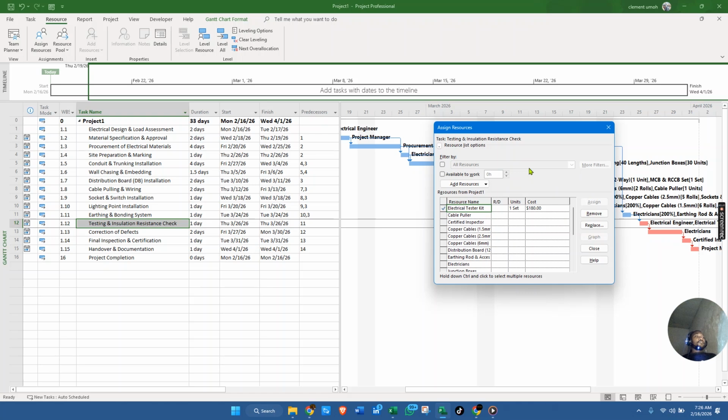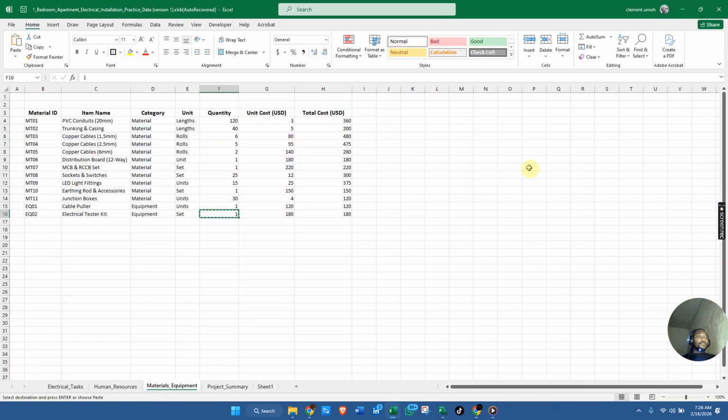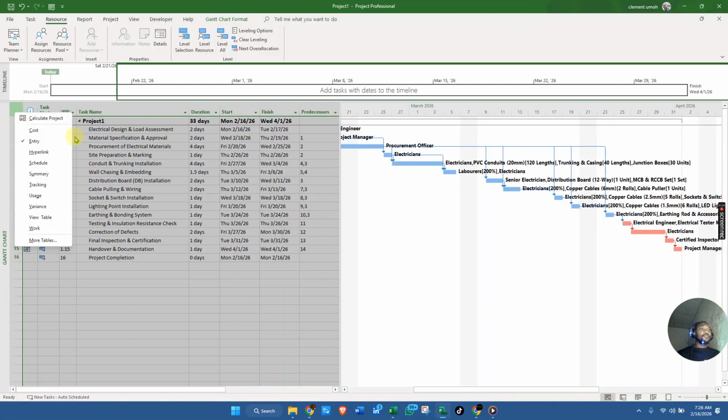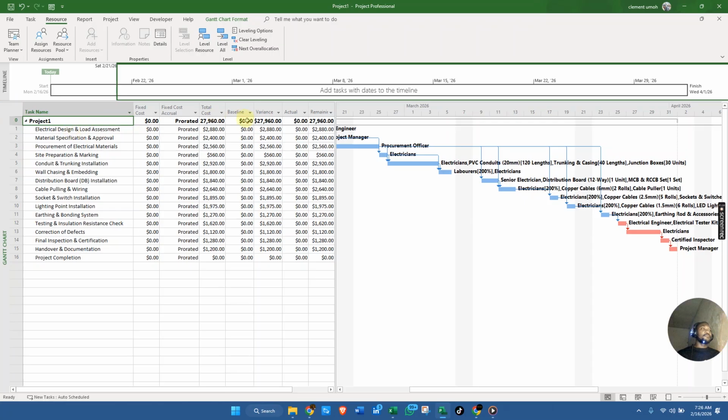All right, guys, we have successfully assigned every material, resource and equipment on this particular project. So we will now go to our cost and see how much has been added. Before it was 24,000 plus, now you have 27,000 plus. That's our total cost for the entire project. That's a huge amount of money.